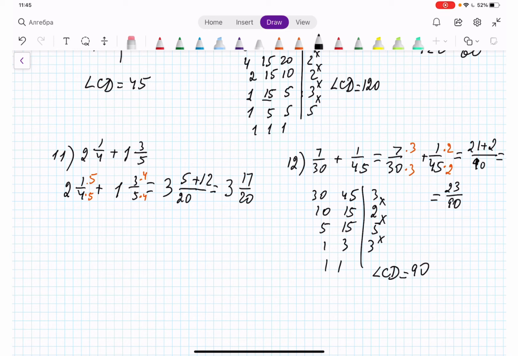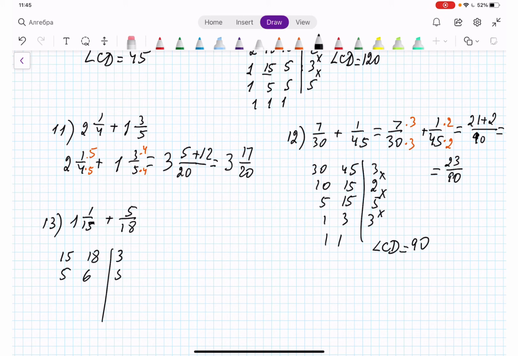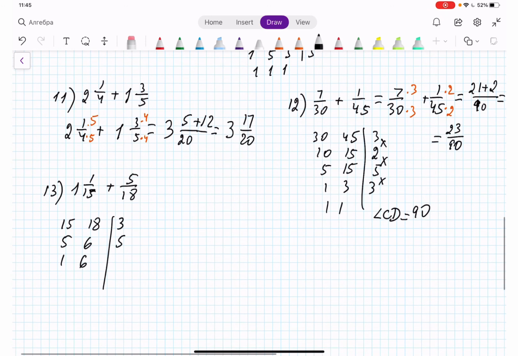Moving to next question, number 13. 1 and 1 over 15 plus 5 over 18. So 15 and 18. Let's see. 15 and 18. So divided by 3. 5 and 6 divided by 5. 1 and 6. Well, since 6 by itself, they might as well divide by 6. And we get 1, 1.